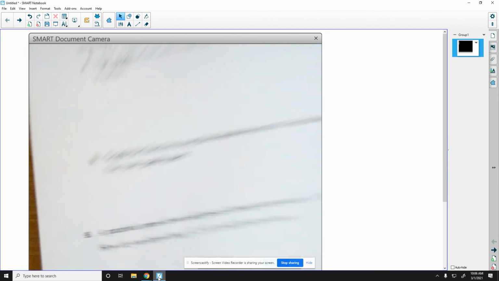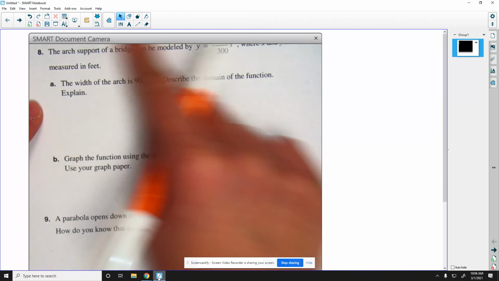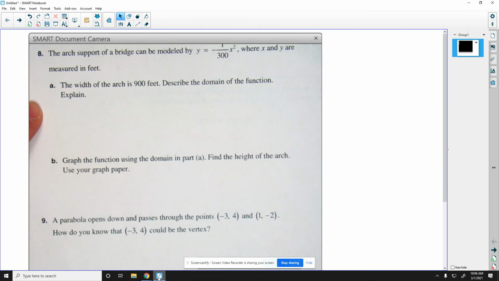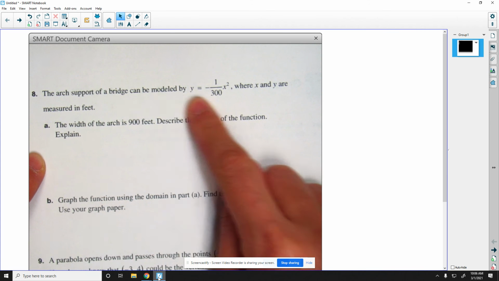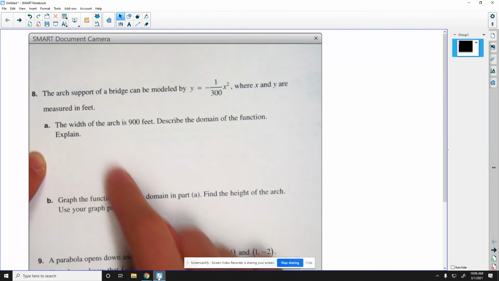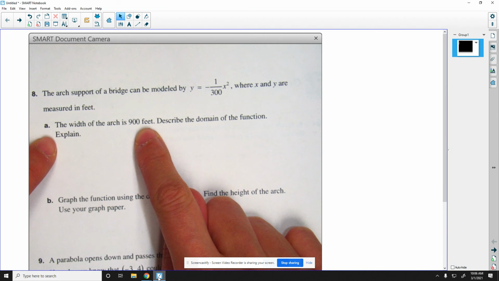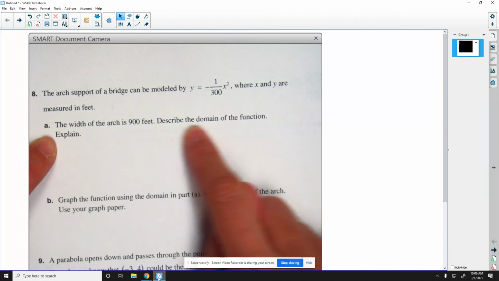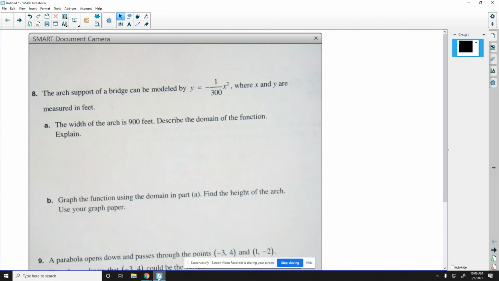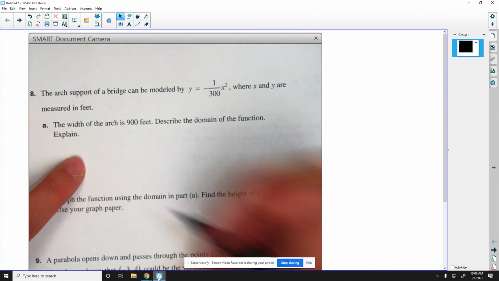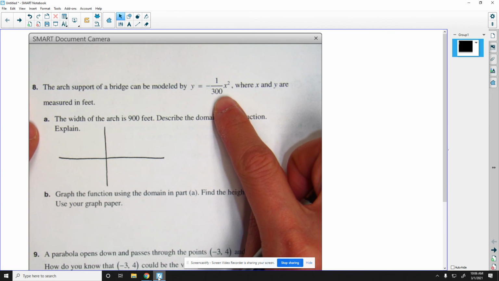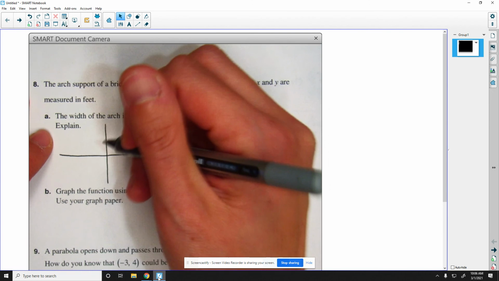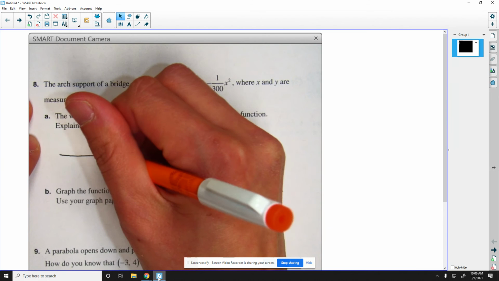Okay, let's talk about this one though. This one's a big one. Number 8. The arch support of a bridge can be modeled by blank, where X and Y are measured in feet. The width of the arch is 900 feet. Describe the domain of the function. Let's just sketch this out. Negative 1 over 300x squared. So I know my center is at 0, 0.